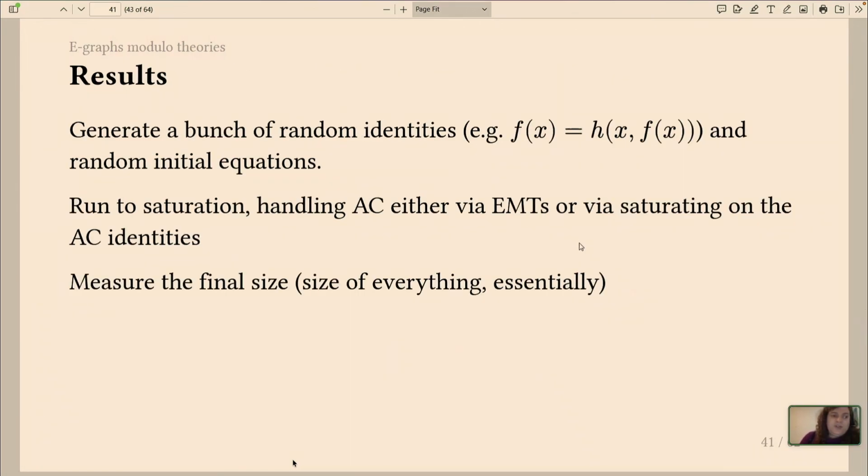So some results. I have an implementation of this. As some toy examples, I generated random identities. I don't think that's a very representative sample, maybe, but it's the best I have. And I ran to saturation, which for many identities it doesn't hit saturation because there's some infinite loop. We compare handling AC either with our modulo theory approach or just via AC saturation, just running ordinary saturation on AC identities. And then we measure the final size. I just added together basically every measure of size I could to make it as fair as possible.